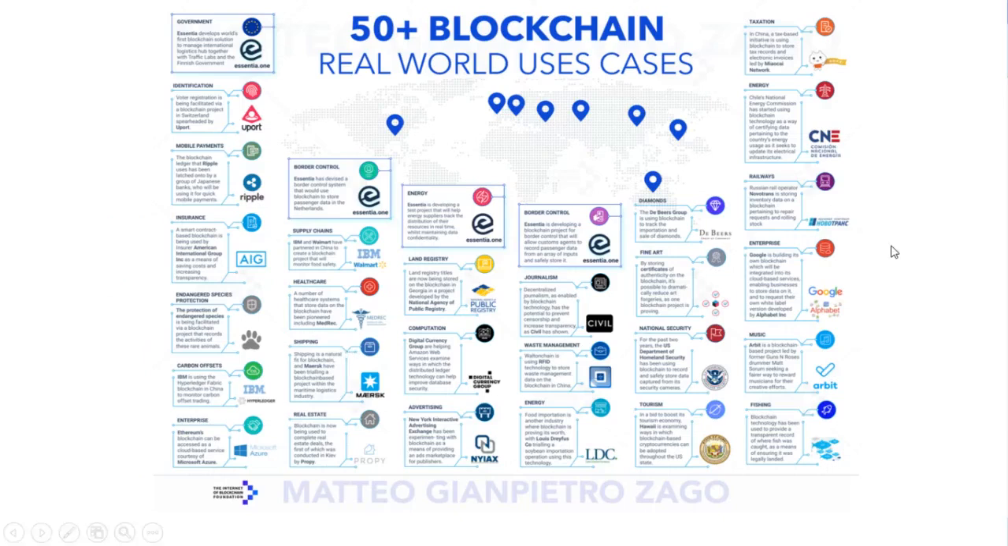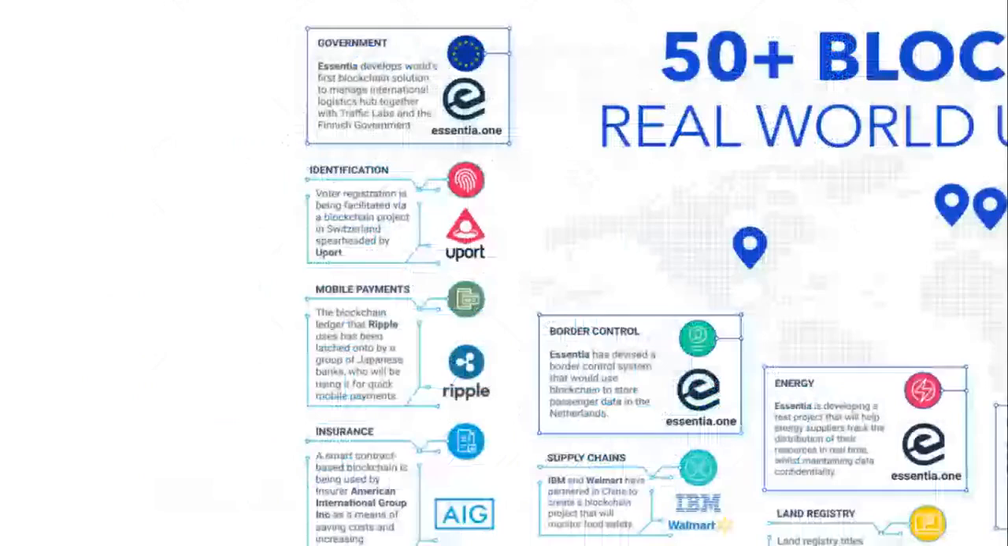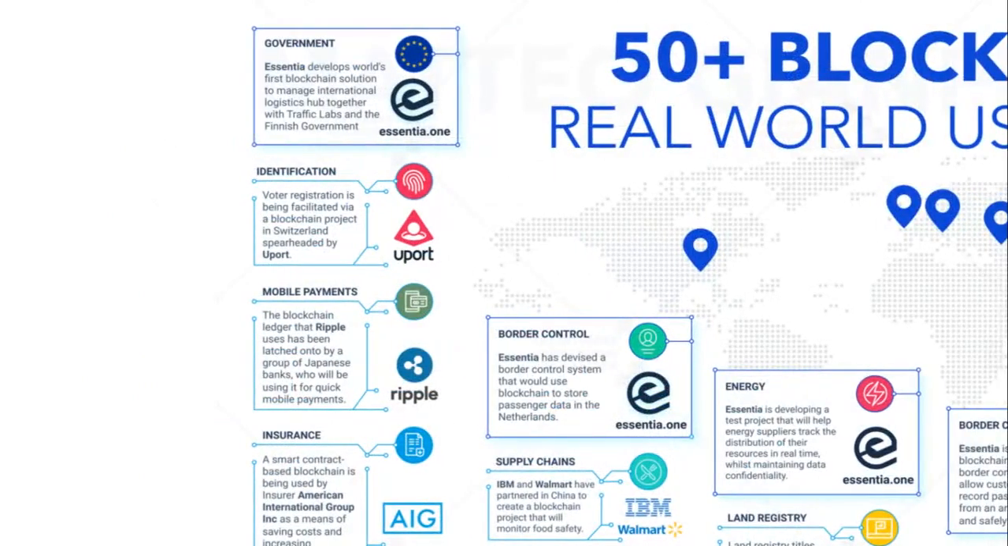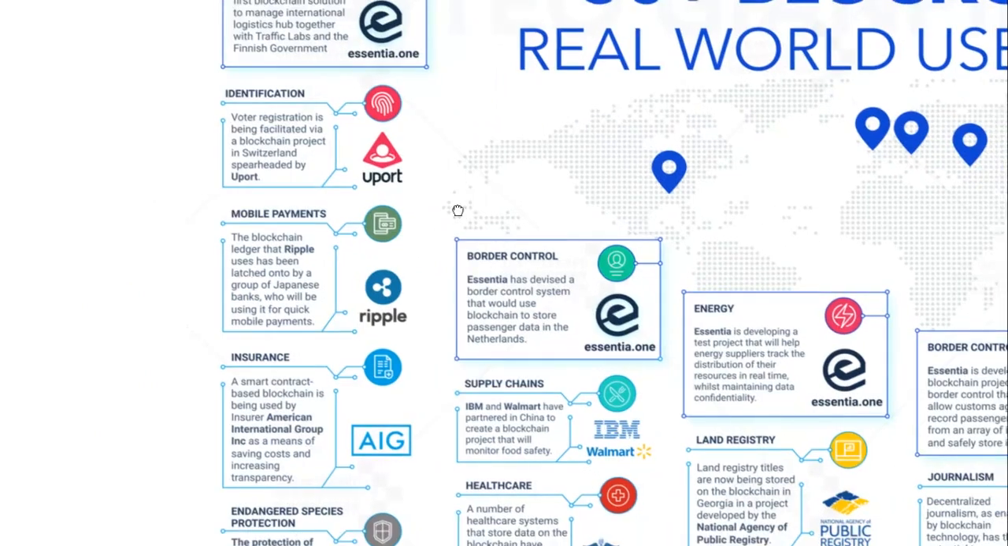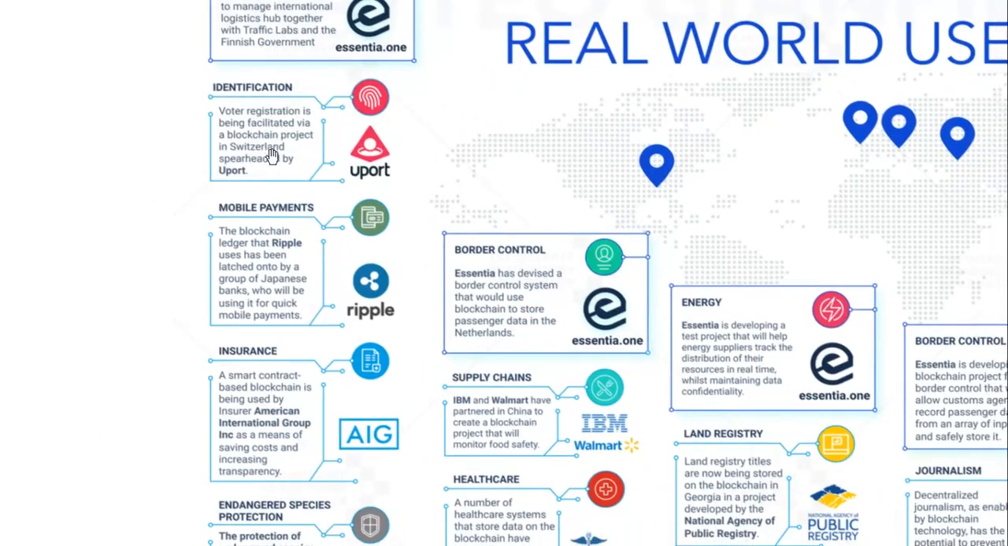So when it comes to use cases of blockchain, we can talk about many. Government: Estonia, a good example, developed the first blockchain to manage international logistics, together with the Finnish government. So Estonia and Finland had a common blockchain for logistics and shipping. We see two countries coming together to build a blockchain. We also see identification in Switzerland for elections, a blockchain for user identity, so voter identity.